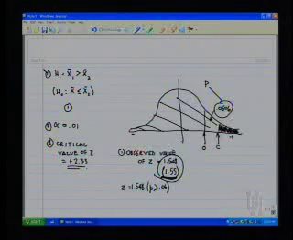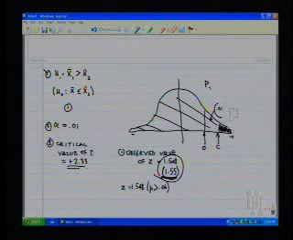Are there any questions? I'm a little bit confused with the definition of the null hypothesis connected to the regular hypothesis.